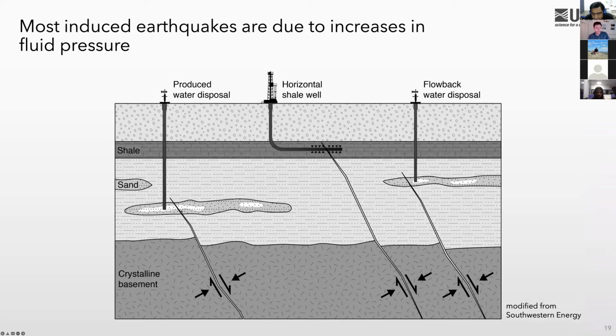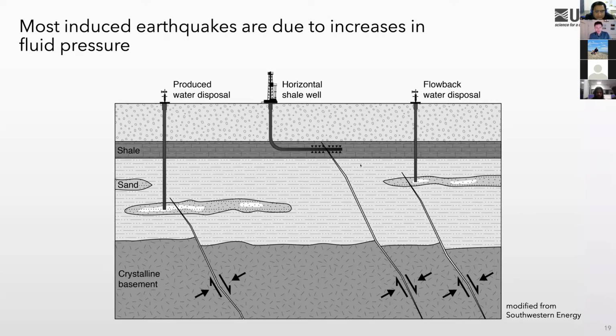And that's perfectly fine up until the point where the pressure associated with that disposal reaches pre-existing faults. In some cases, if those pre-existing faults cut down into the crystalline basement, they might be very large faults. That's where you might find the largest ones. And larger faults allow for larger earthquakes. And so this has become one of the main problems in the United States for induced seismicity.